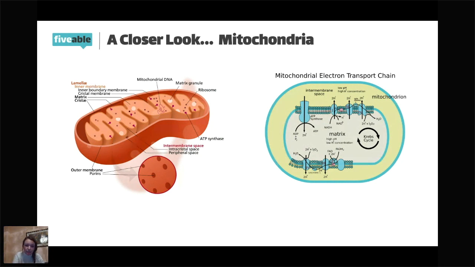And then in the space in between, which we call the matrix, that's where we have the Krebs cycle happening. And again, if you're not familiar with the words that I'm saying, that is a-okay. We're going to go through that next week when we talk through cellular respiration, which is a large and important concept. Another cool thing that I'll just throw out here is that mitochondria have their own DNA.